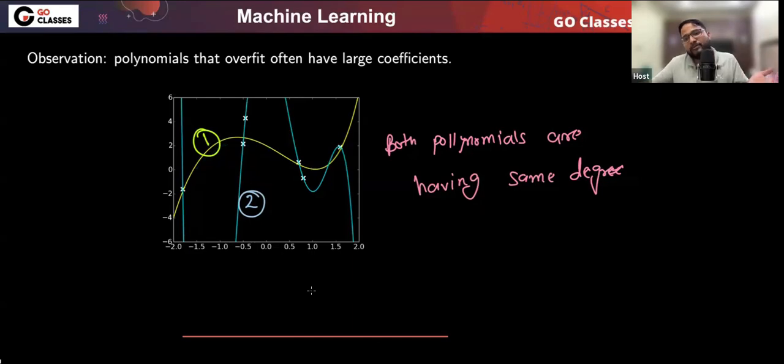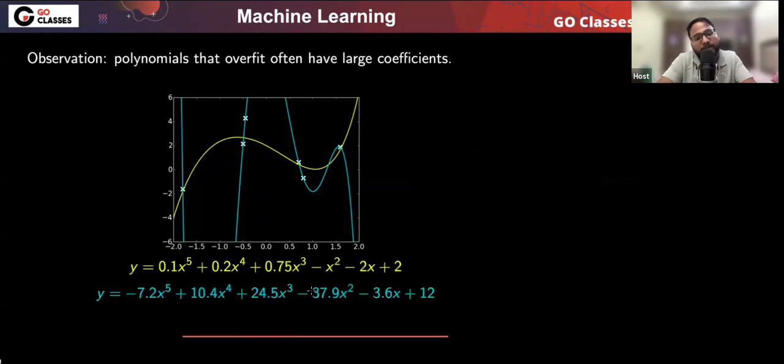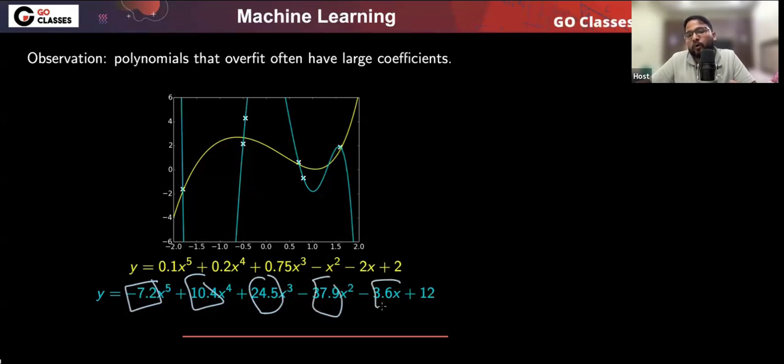So both are having the same degree. Still, one of them is overfit. Another one is not overfit. What is the reason? The reason is that it is observed, and obviously it is mathematically proved by a few people also, but we will not go into those things. So it is basically observed that if it is having, let's suppose, larger coefficients, then it is tending to be overfit.